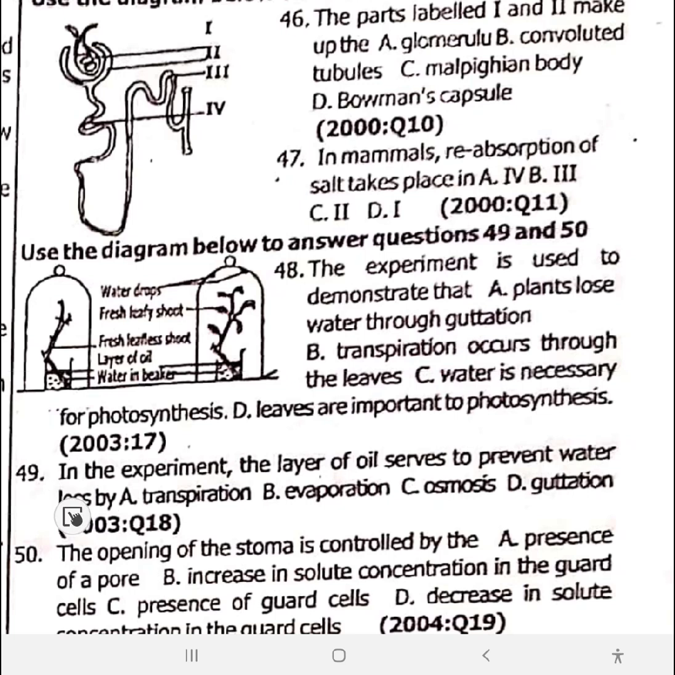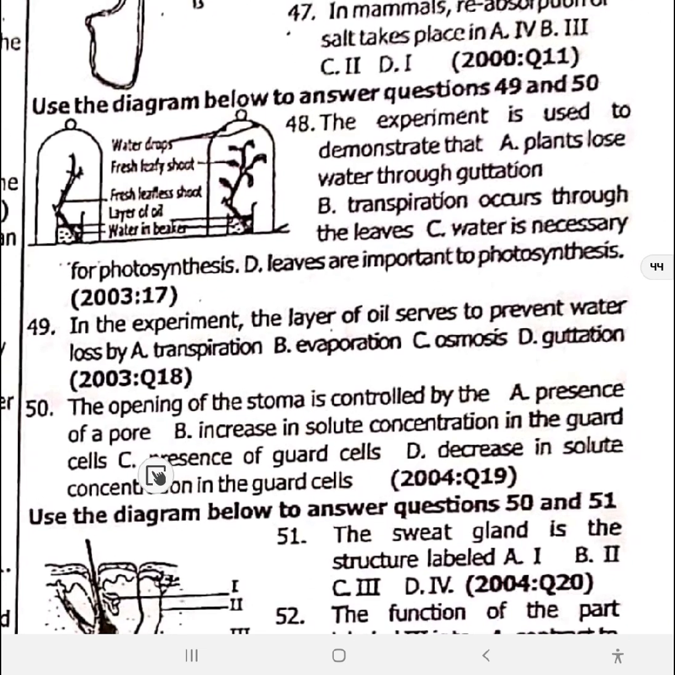48, 49. In the experiment, the layer of oil serves to prevent water loss by evaporation. 49 is option B, evaporation. 50. The opening of the stomata is controlled by the guard cell. Increase in the solid concentration of the guard cell. 50 is option B. Guard cell. Right. Guard cell is spelled GUARD.